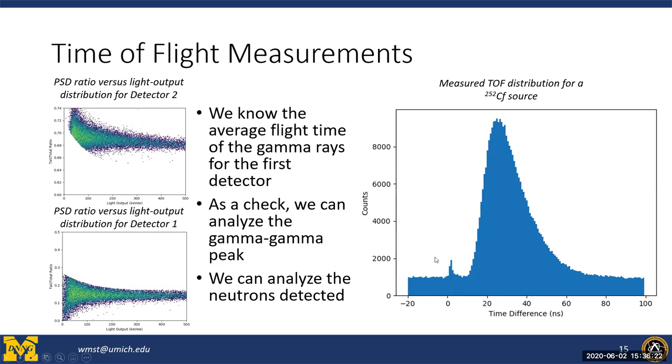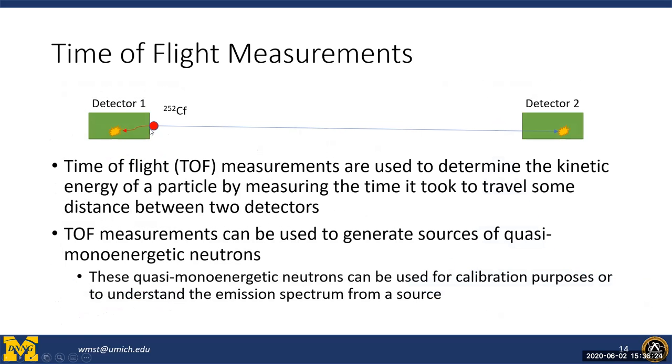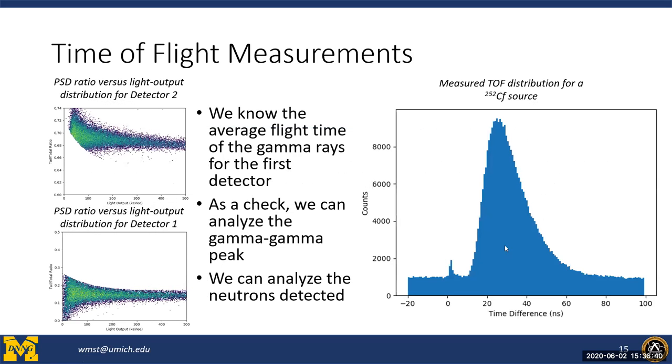Even though we're gating for a gamma ray interaction and then a neutron interaction, we still have some small misclassification of gamma ray interactions in this detector. Those gamma rays will travel at, again, constant velocity, and we get a small peak that corresponds to the flight time of those gamma rays to our detector. We then see that we begin to get our neutron distributions, where the neutrons in this region correspond to faster neutrons. These are our higher energy neutrons.